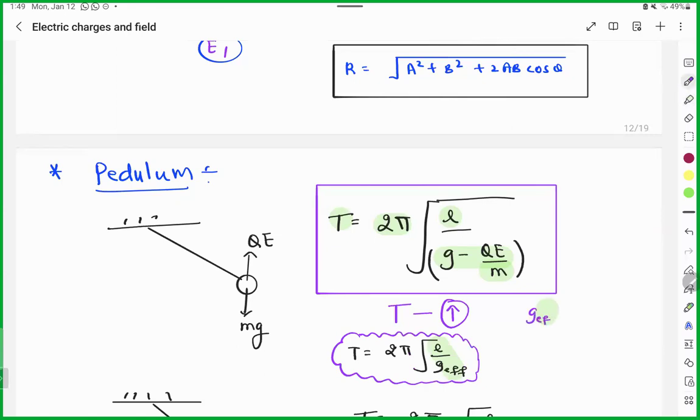G effective means the G value minus whatever is the G value in the given medium. How to calculate it here? You know force is equal to MA, and force is also equal to charge into E. So what will be your acceleration? Acceleration will be QE by M. So that is the acceleration value. So what will be your G effective in this situation? Your G effective will be G minus A. Your G value is G.